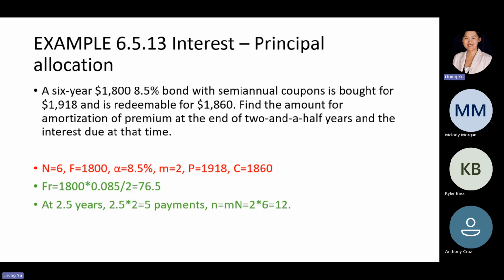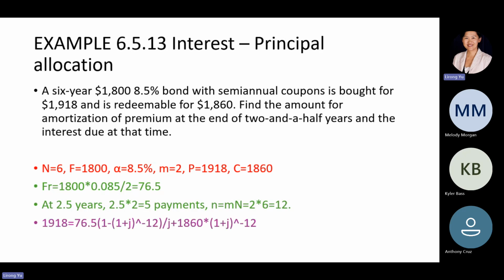And then we can calculate the number of coupon payments. This is a 6-year payment. The question is to find the amount for amortization of premium at the end of 2.5 years and the interest at that time. So the question is to calculate P_t and I_t for time 5, right? 2.5 times 2, that's the 5th payment. Any question? The total number of payments is 12 because it's 6 years, 6 times 2 is 12. Out of 12 payments in the whole timeline, we want to know exactly what the interest and principal were at time 5, after the 5th payment.